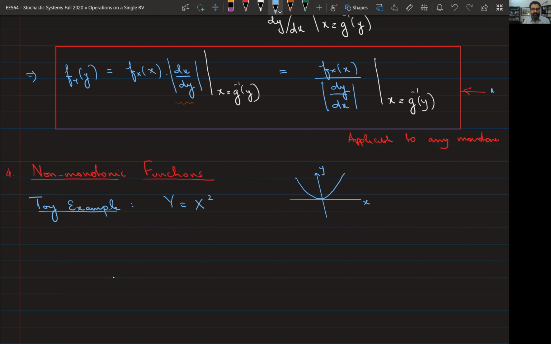Given any PDF on X, and you're required to find the PDF on Y, can someone tell me the first step? I need to find the PDF on Y as a function of the PDF on X. What do I do?